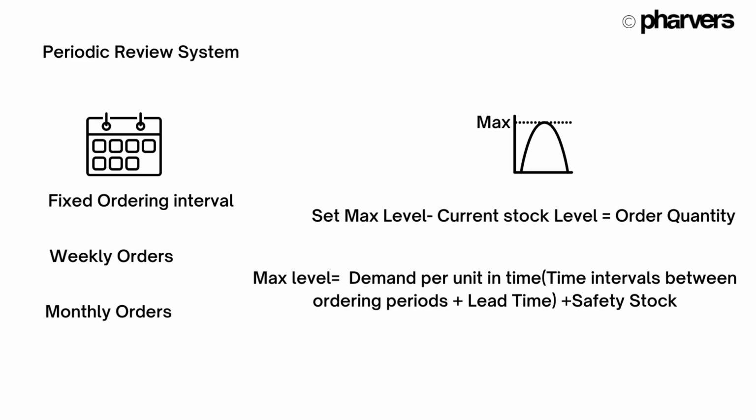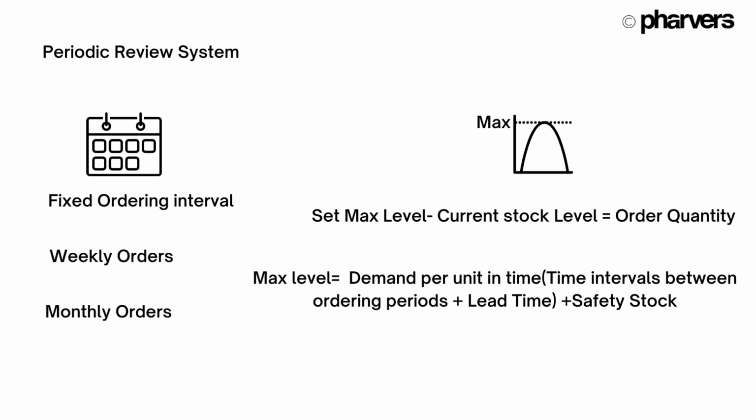The maximum level is determined by adding the time interval between ordering period to the lead time, then multiplying this by the demand per unit time. This figure is then added to the safety stock. Let's look at an example.